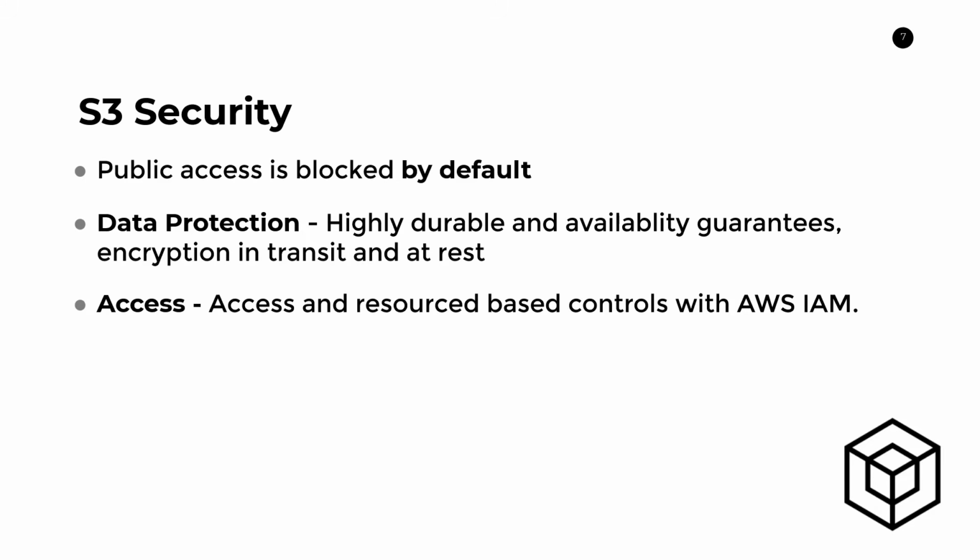The second one is in terms of access. Now, access and resource-based controls are managed through AWS Identity and Access Management, or IAM for short. IAM is a very foundational service. It is the service to use in terms of guarding your AWS resources, and S3 is no exception. In fact, I have a whole video on IAM, so if you don't know much about it and you want to learn more, which I'll link in the description section below.